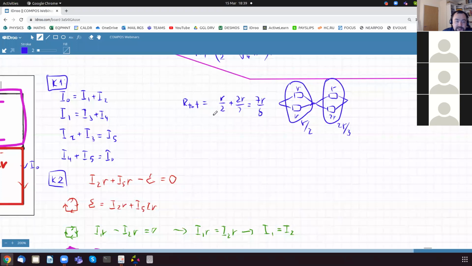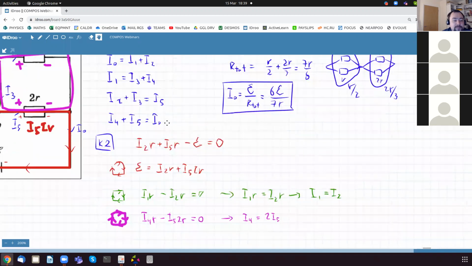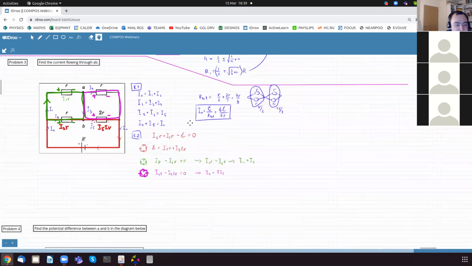So I0, the total current, is the EMF divided by the total resistance, which is EMF divided by 7/6 R. So it's 6 EMF divided by 7R. That's the total current in the circuit, and that's a very useful thing to do, as you can see in a bit.